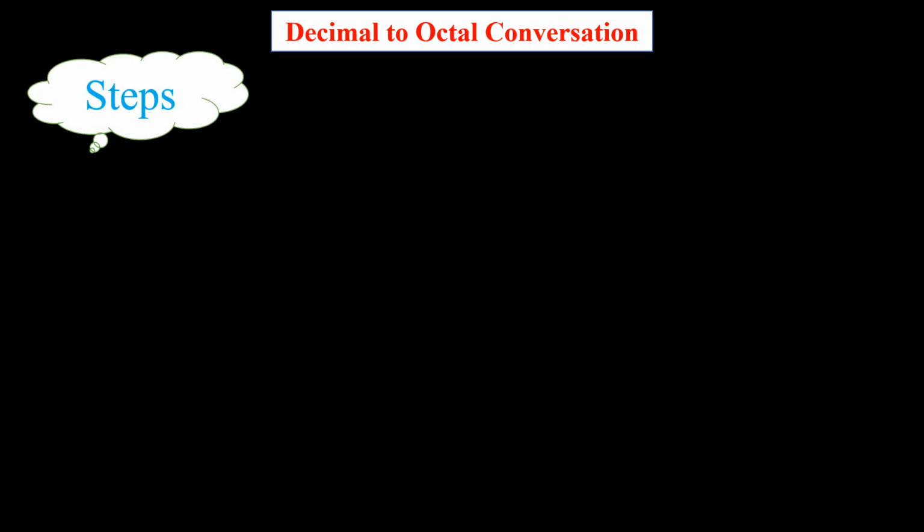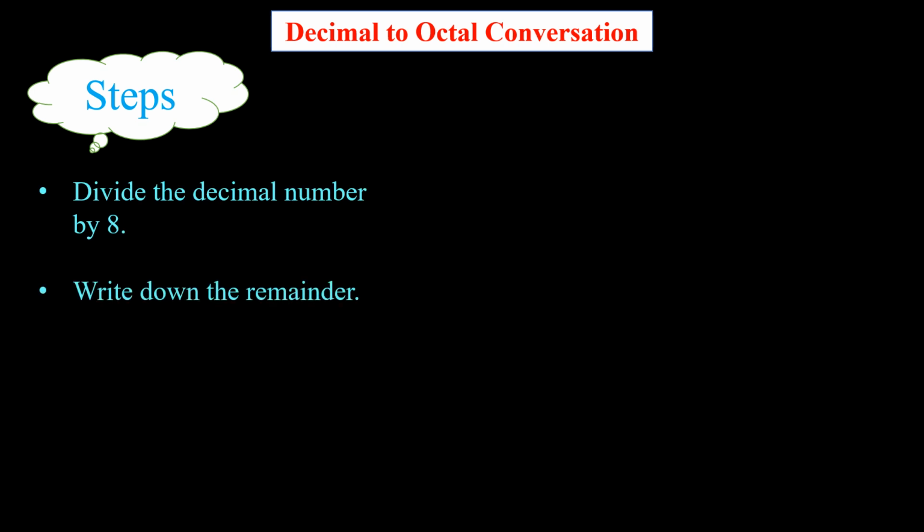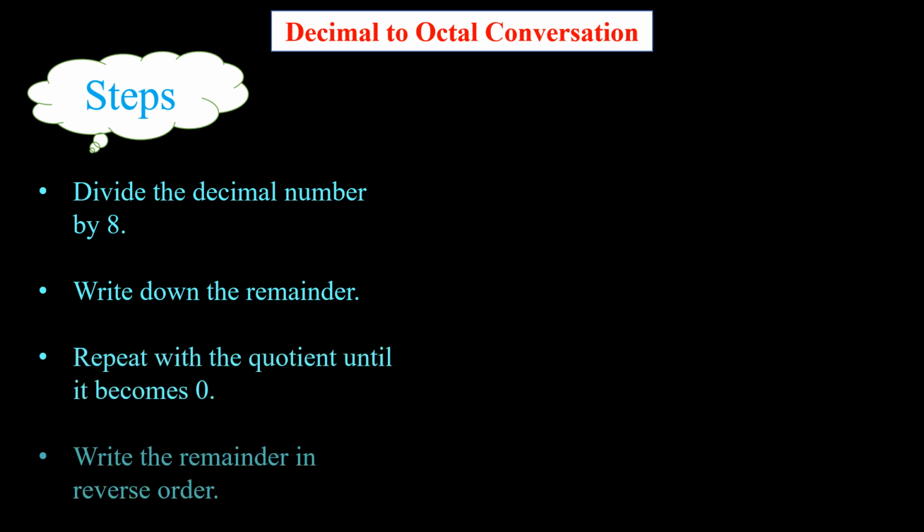First, let us get to know how to convert a decimal to an octal number. To convert a decimal number to octal, divide it by 8 and record the remainder. Keep dividing the quotient by 8 until it becomes 0. Finally, write the remainders in reverse order.